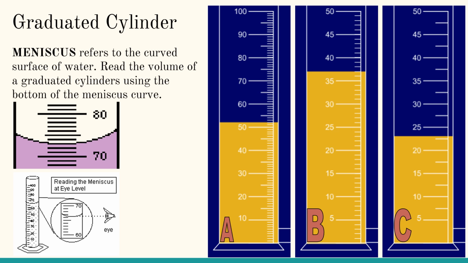Then for A, our answer would be 52 milliliters. For B, our answer would be 37 milliliters. And for C, our answer would be either 22.5 milliliters or 23 milliliters. When we get to those, we have to do some estimation because it's not exact, and that is okay.